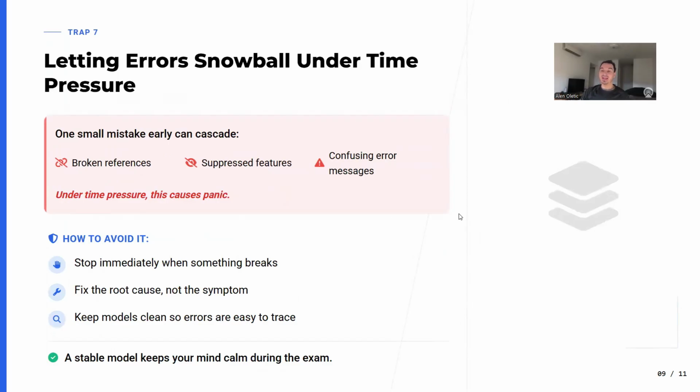Trap number seven, letting errors snowball under time pressure. Because one small mistake early can cascade into broken references, suppressed features, and confusing error messages. And under time pressure, this causes panic. So how to avoid that? Stop immediately when something breaks, okay? Because if you don't fix that, later nothing will be correct. So fix the root cause, not the symptom. Keep models clean so errors are easy to trace. If there is an error, you can easily detect and fix it. Because a stable model keeps your mind calm during the exam.